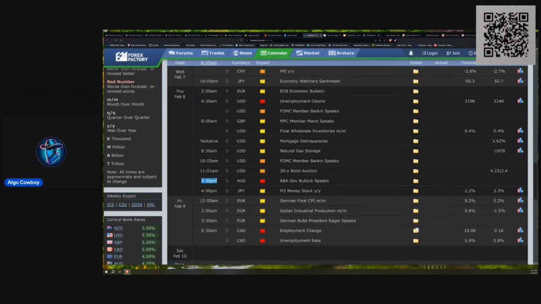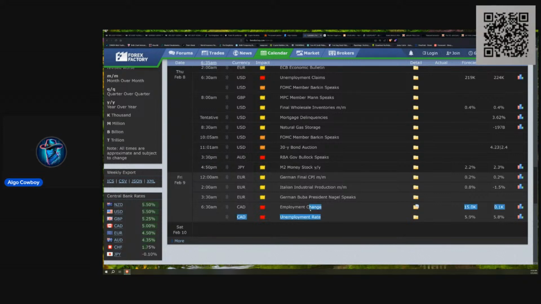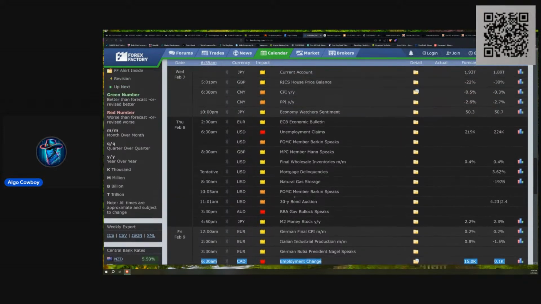I think that's... gosh, I have to look to see when the Sydney Open is. I thought the Sydney Open is well after that, like by a few hours. So I have to look at that. More Canadian data coming out on Friday, but that's it for Friday so far. So unless something pops up on the calendar, Friday might be a nice day to trade.